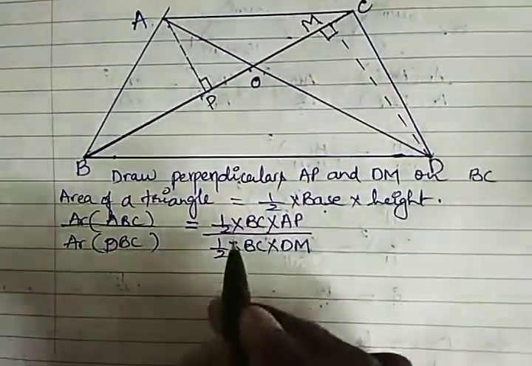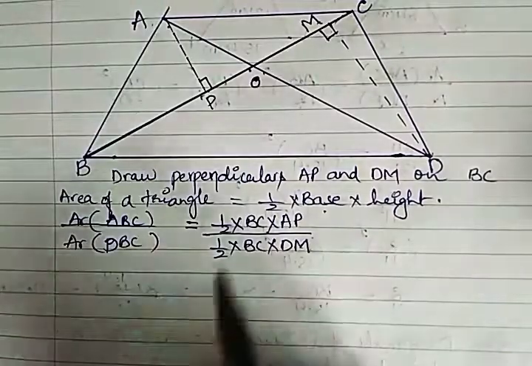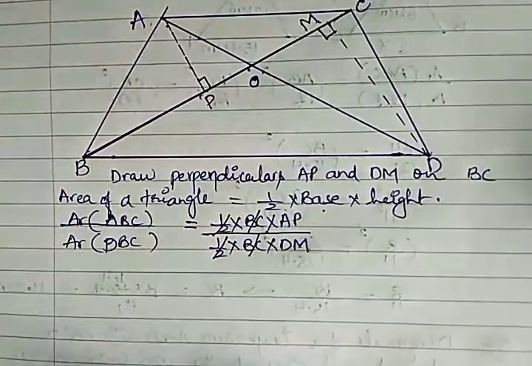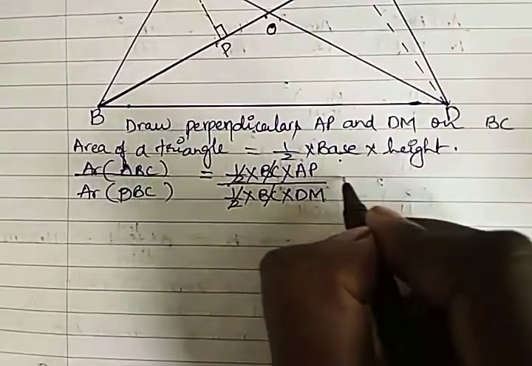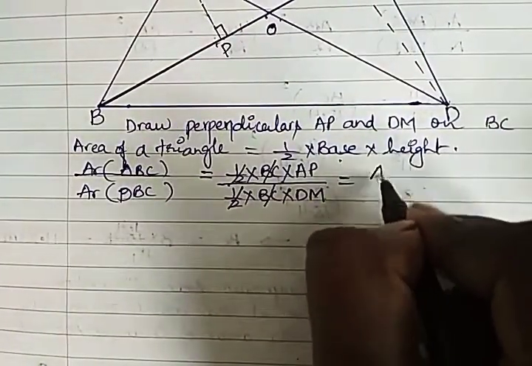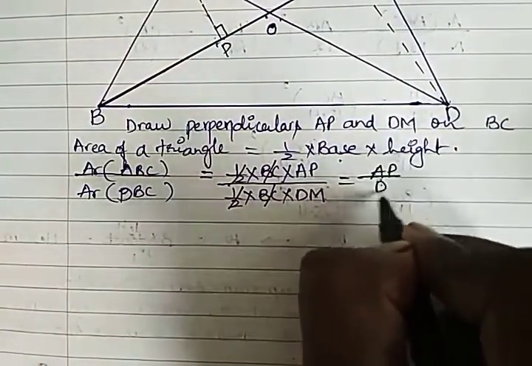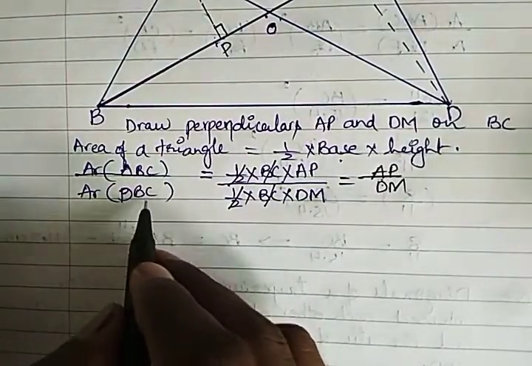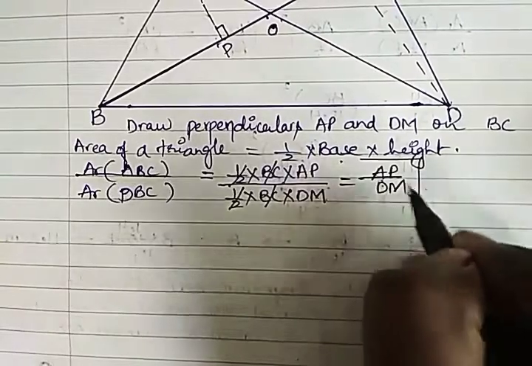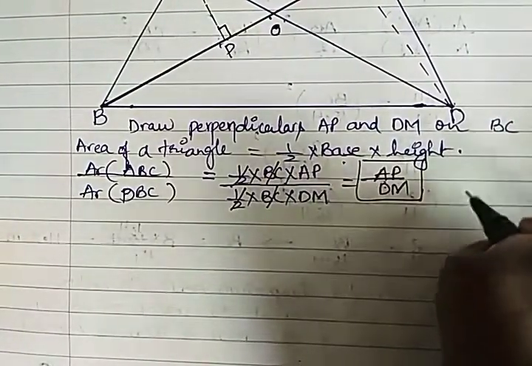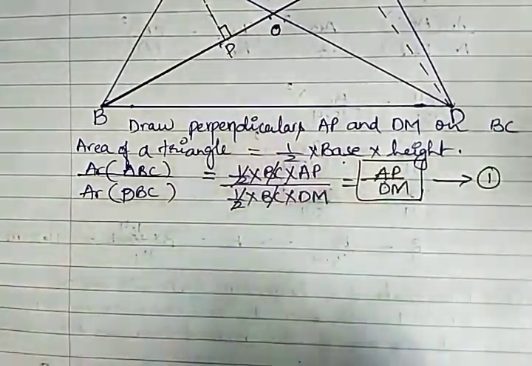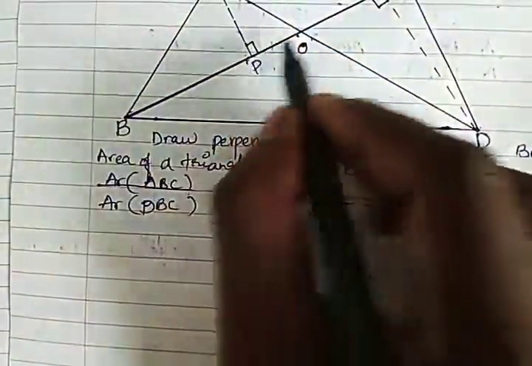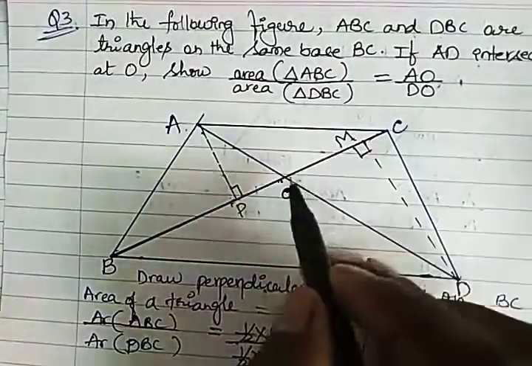Now if you carefully observe here, you have two same values, 1 by 2 cancel, BC cancel. Now what is left there is AP by DM. So the ratio of triangle ABC and DBC is equal to AP by DM. So let this be equation 1. Now take the triangles APO and DMO.